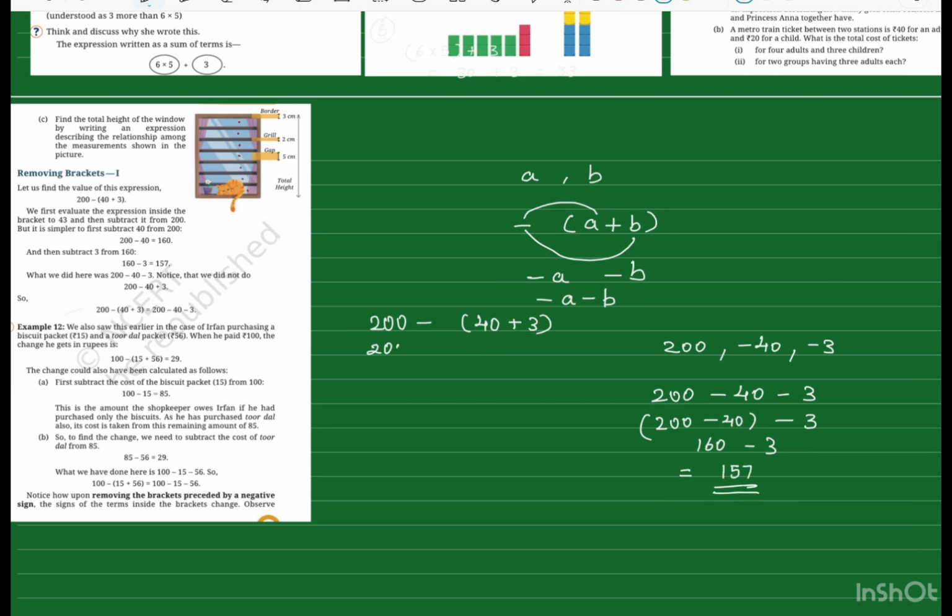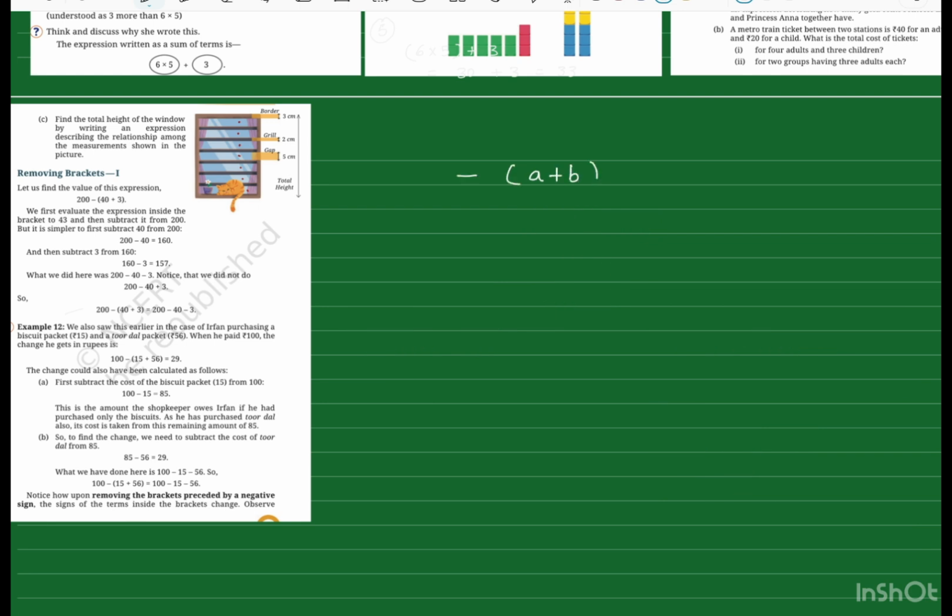200 minus 40 is 160, minus 3 is equal to 157. By the other expression, 200 minus, in brackets, we calculate 40 plus 3, that is 43, and then subtracting 43 from 200 we get 157. So the value is the same, therefore minus of A plus B is equal to minus A minus B.